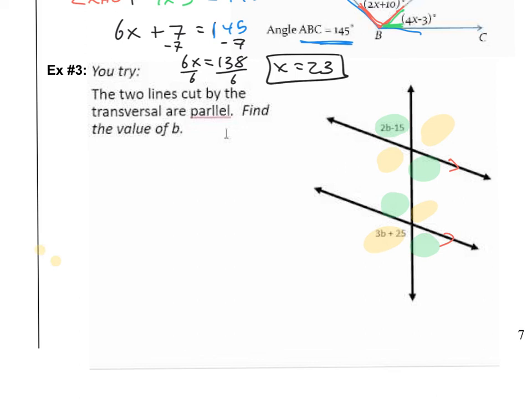So I want you to think about that. If they're supplementary, we know they add up to 180. So I want you to write an equation and solve that equation for B, since we now know that they're supplementary. I'm going to let you try that on your own and then check back to see if you did it correctly.